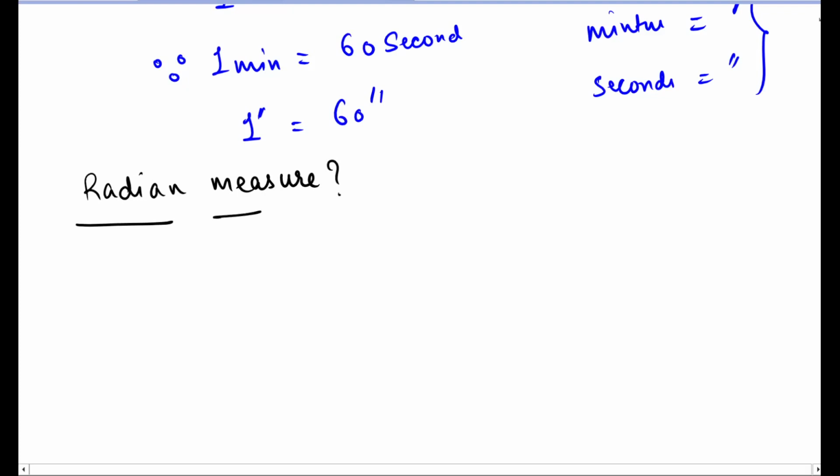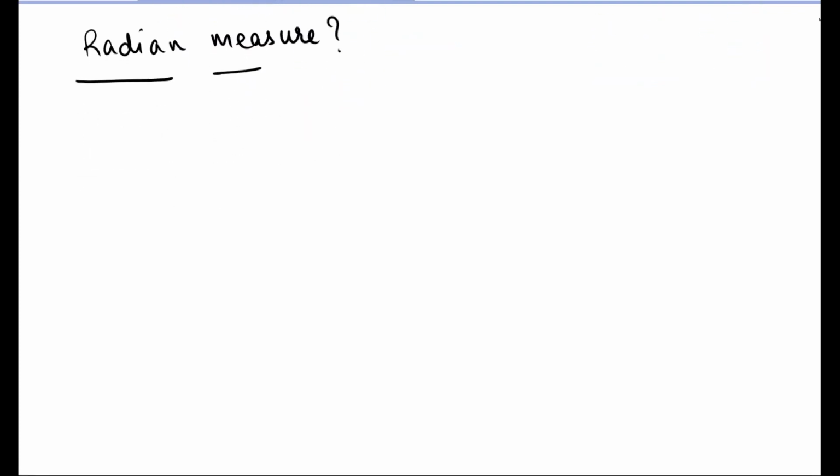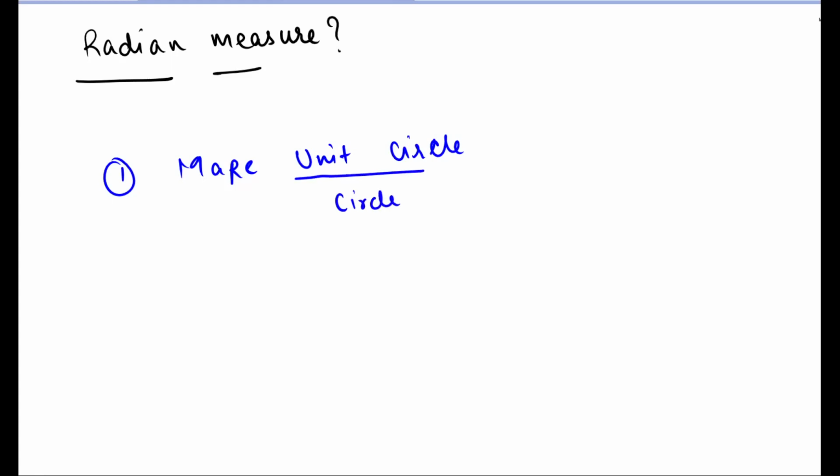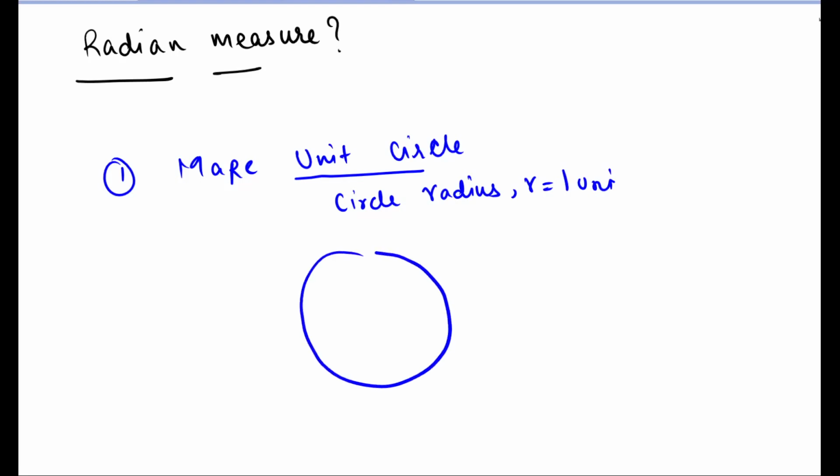First, make a unit circle. Unit circle means a circle with radius r equal to 1 unit. So this is a circle with center O and its radius is 1 unit.